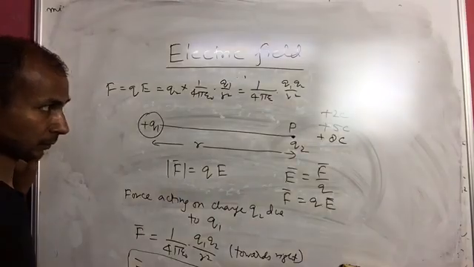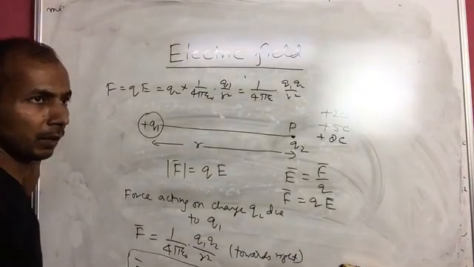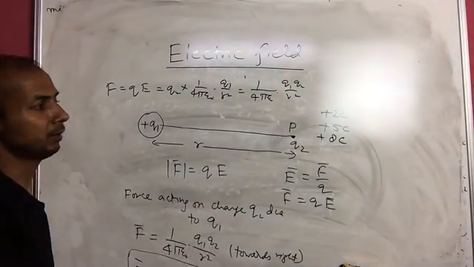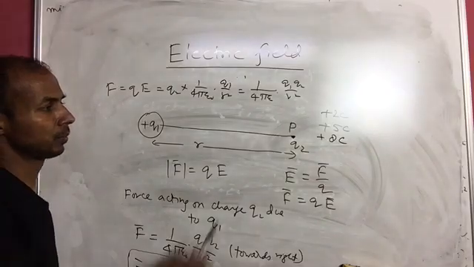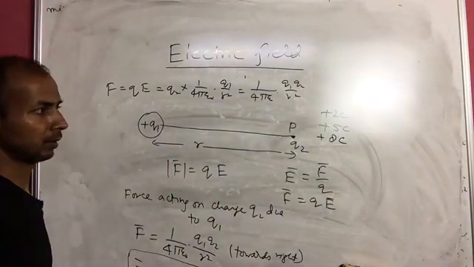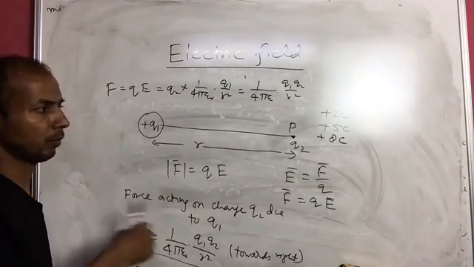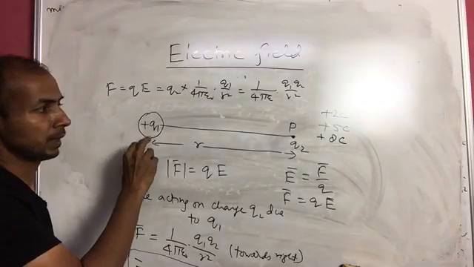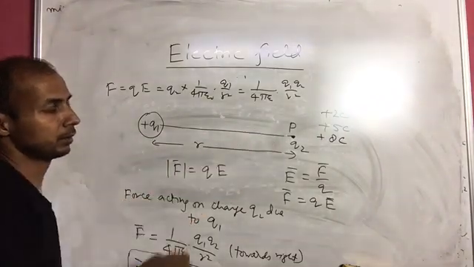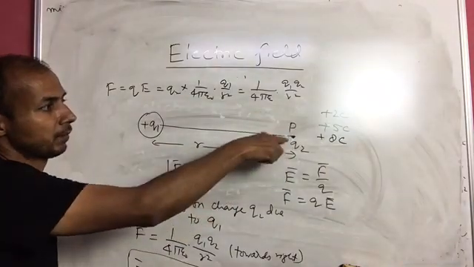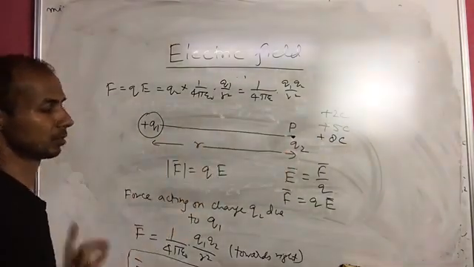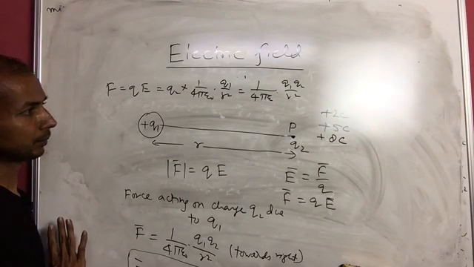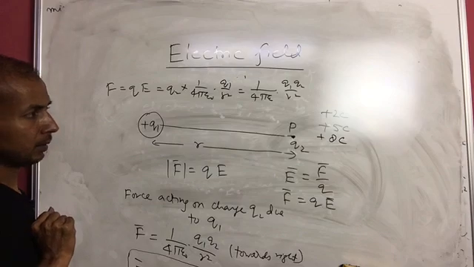So there are two ways to calculate the force acting on a charge which is placed in the vicinity of another charge. How much force is acting on this due to this? One way is to directly use Coulomb's law, 1 by 4 pi epsilon naught Q1 Q2 by R square. The other way is to calculate the value of electric field due to this charge at this point and multiply this charge by that value of electric field, you will get the force acting on this charge. Right? So this is the basic of electric field.